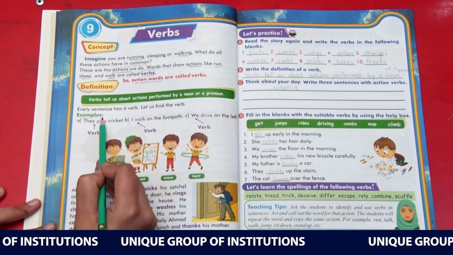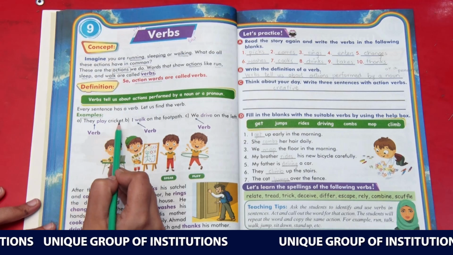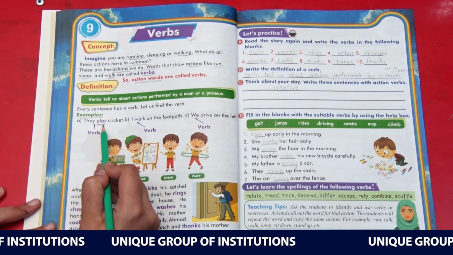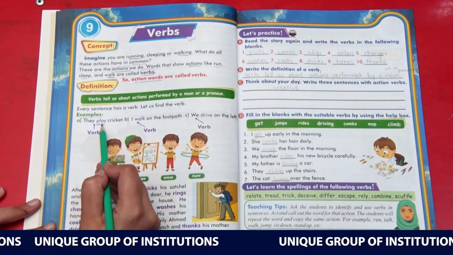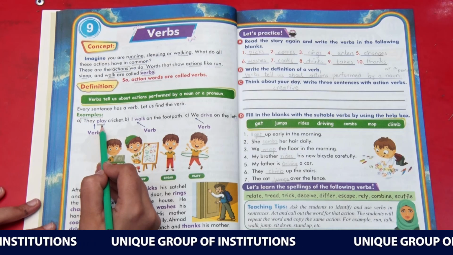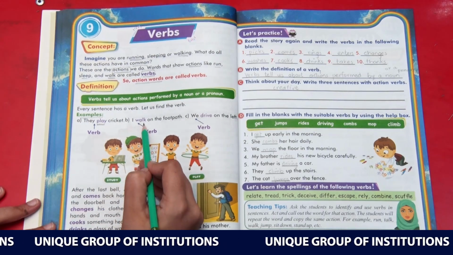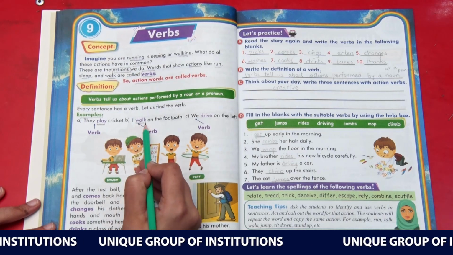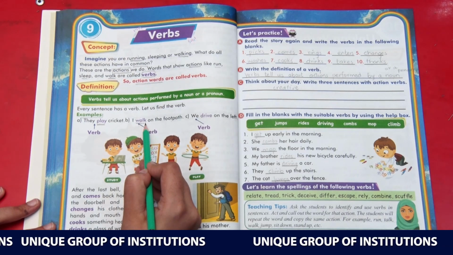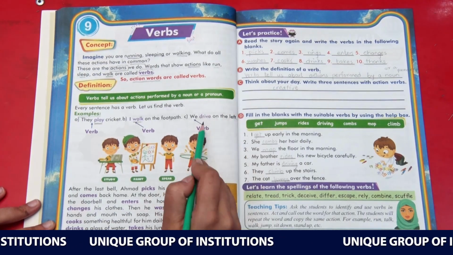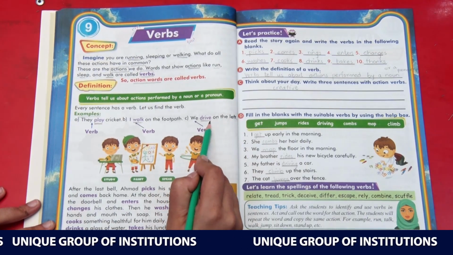Here are the examples. They play cricket. Over there in this sentence, play is the verb. Why? Because it shows some action, that they are playing the cricket. They are playing cricket. Second, I walk on the footpath. Here walk is the verb because it shows some action. We drive on the left. So here drive is a verb.